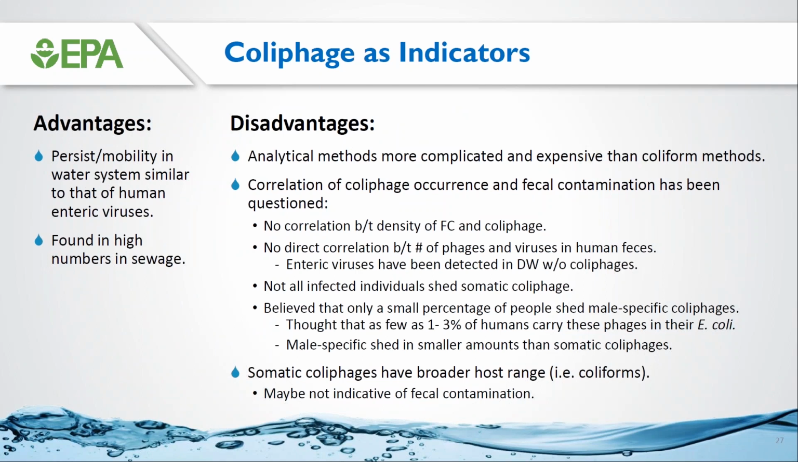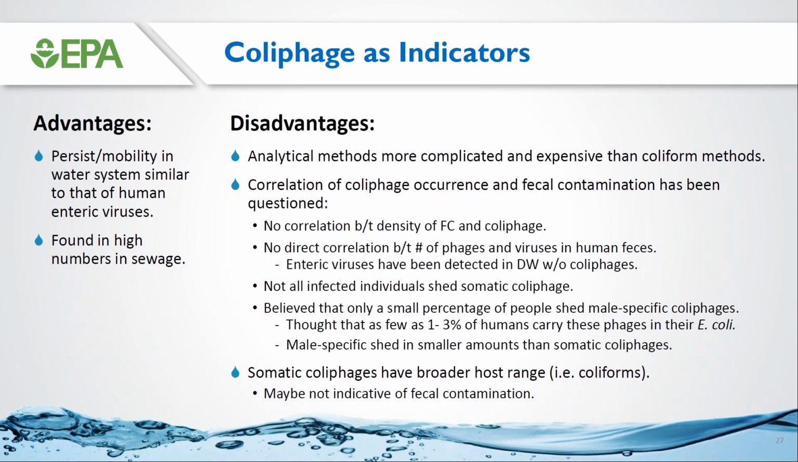Some of the advantages of using coliphage as indicators are the same as using indicators for bacteria. They're easier to use, and they typically are found in higher numbers than our viruses of concern. And now we're going to focus on how they relate to drinking water.